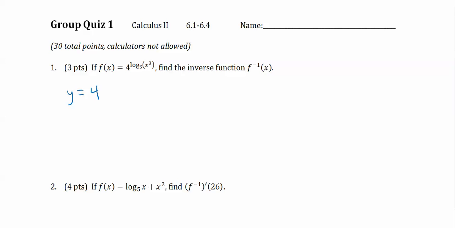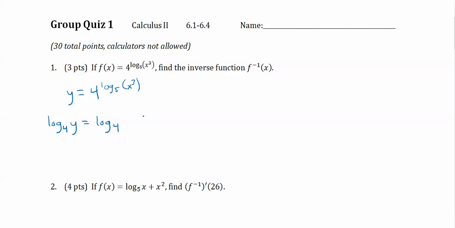So I get y equals 4 to the power log base 5 of x cubed. And now we have to solve for x. And so the first thing we want to peel off of the right side here is this 4. And the way we deal with a base of 4 is to take the log base 4 of each side.